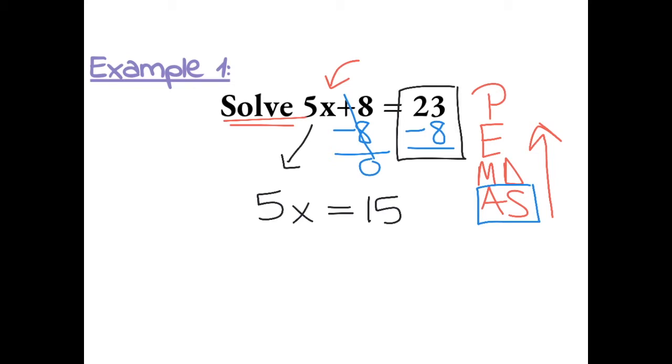Now that we've got rid of any addition or subtraction, now we want to get rid of any multiplication or division. So 5 is being multiplied with x, and we know this because whenever a number is next to a variable, it means multiplication. So the inverse of multiplying by 5 would be to divide both sides by 5. We're dividing by 5 because we want 5 over 5 to cancel each other out. So now we have our variable x by itself on one side of the equal sign. So we have x equals 15 divided by 5 gives us 3.